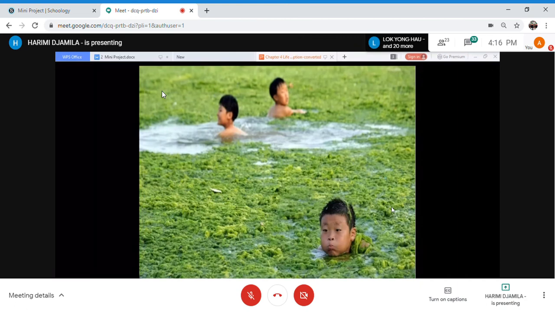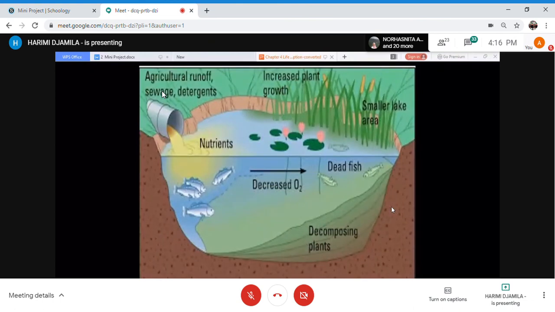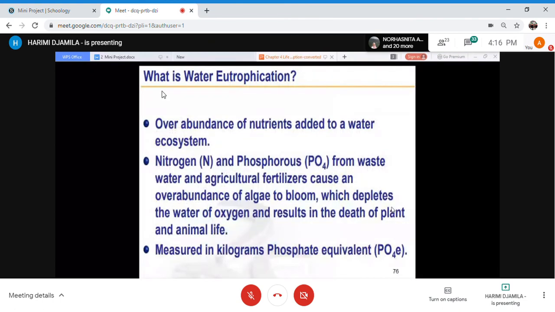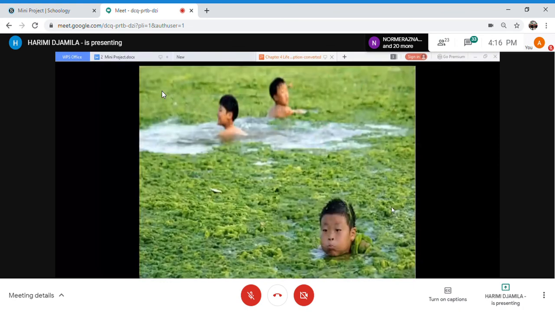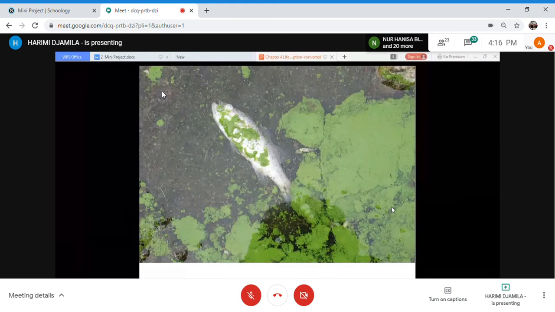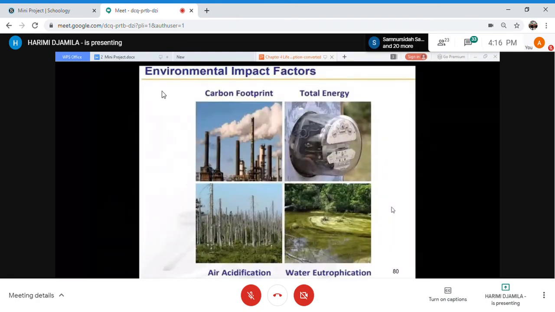This one looks quite nice, but compare it to my next slide about what is known as eutrophication. This is a very good example of eutrophication. Boys are enjoying their time there, but then this is the negative effect of it. So this is an example. Probably the impact factor may be carbon footprint, acidification, water eutrophication, or other factors as well.